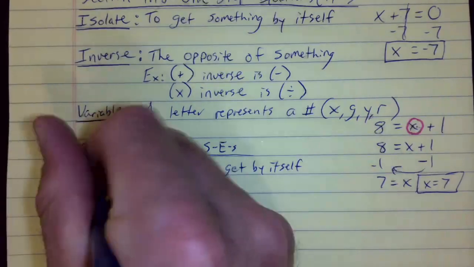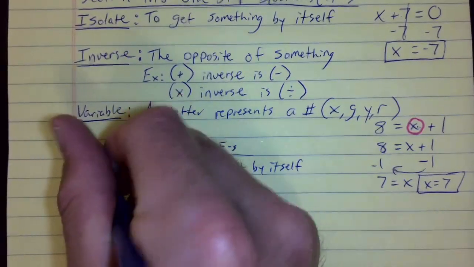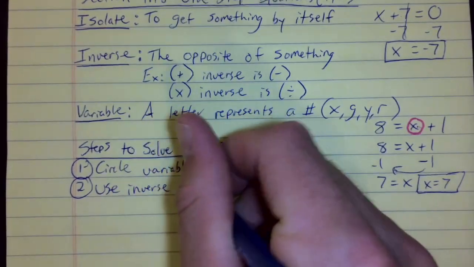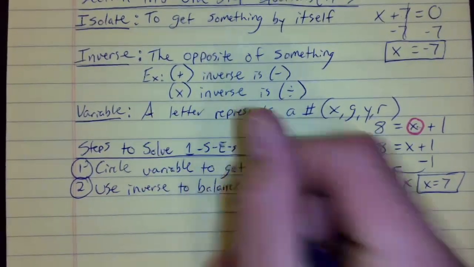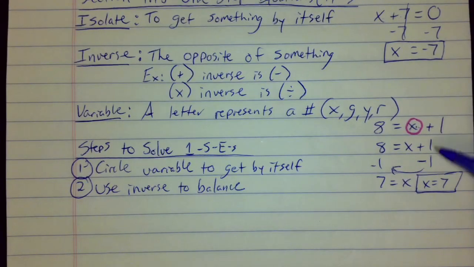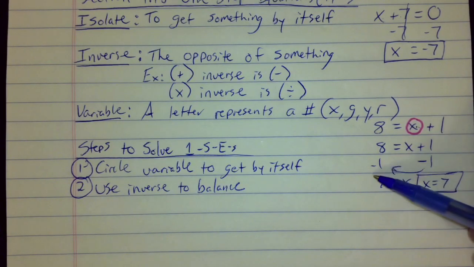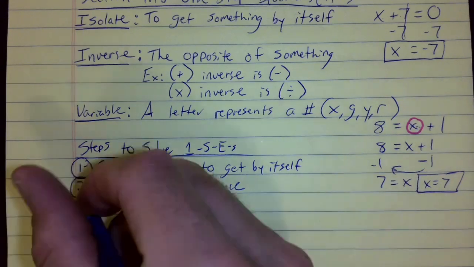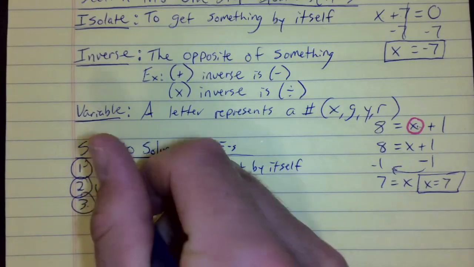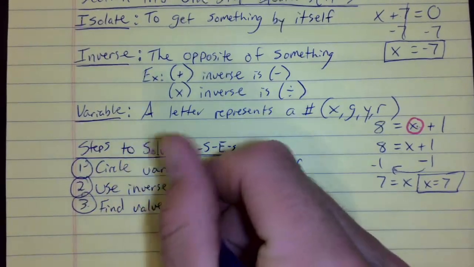Step 2 is use the inverse to balance. So the inverse of addition is subtraction. So we just use our subtraction to balance the equation. And of course, step 3 is find the value of the variable.